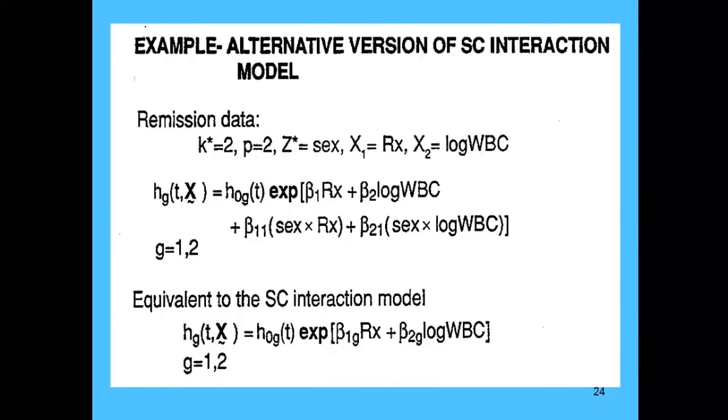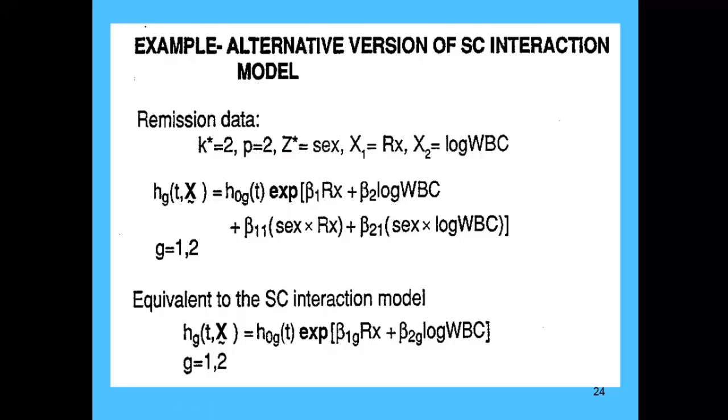Well, I already showed you that. That's what it looks like. What is it saying? You have two hazard functions, one for males and one for females. And they differ because not only does the baseline hazard have a subscript G, but also the regression coefficients have subscript Gs. So this is the only way I've shown you so far how to write this model.